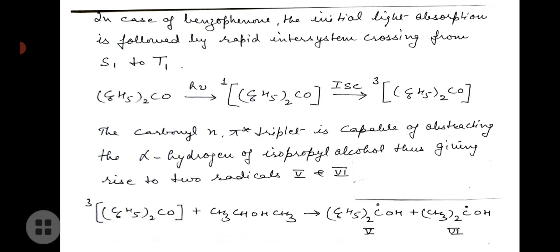The carbonyl n-pi star triplet is capable of abstracting the alpha hydrogen of isopropyl alcohol, thus giving rise to two radicals, fifth and sixth. Here you can see in the reaction the triplet state of benzophenone reacts with isopropyl alcohol to form diphenyl hydroxymethyl radical, that is benzophenone ketyl, fifth, plus 2-hydroxypropyl radical, that is acetone ketyl, sixth.